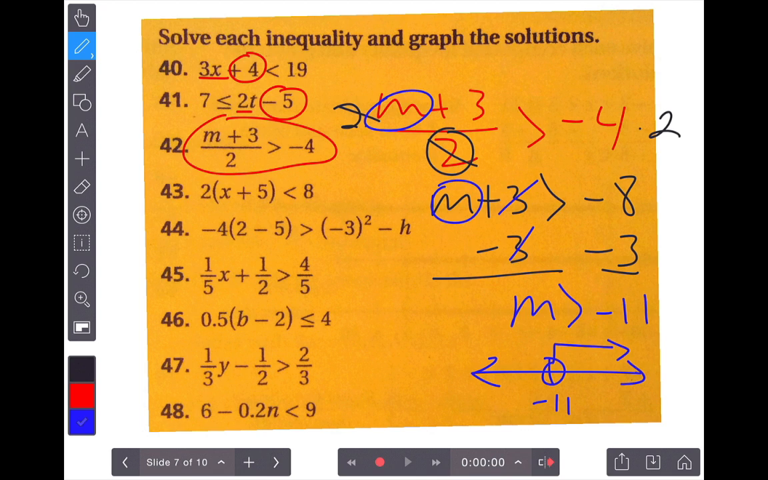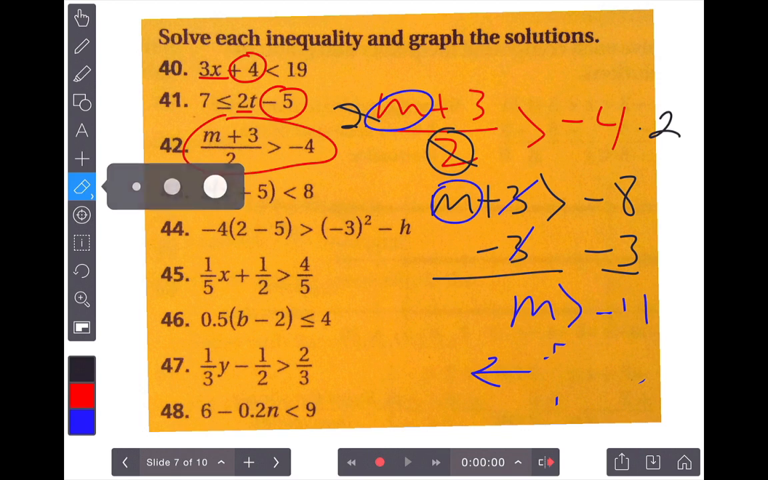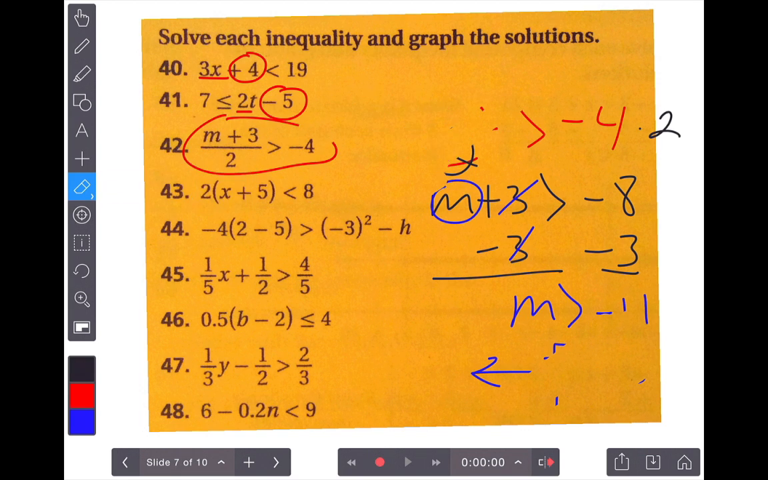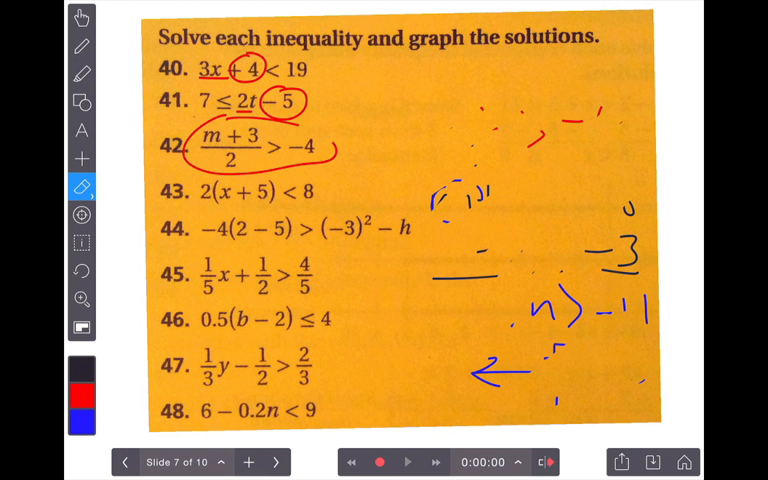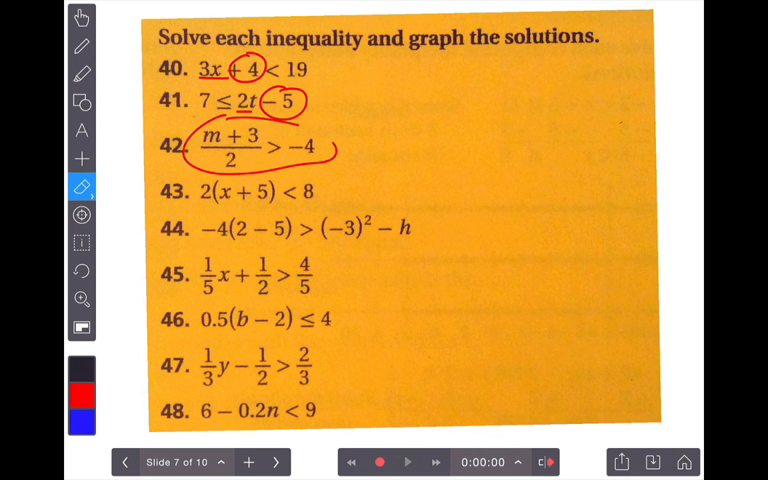Now, let's take a look at some of these other problems. Let me make this bigger here. Let's take a look at some of these other problems that require a little bit more work. Let's take, for instance, number 45. Okay, number 45 is a good problem. Number 45 has some fractions in it.